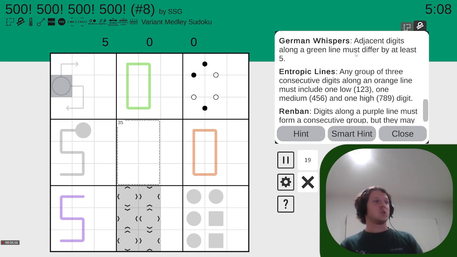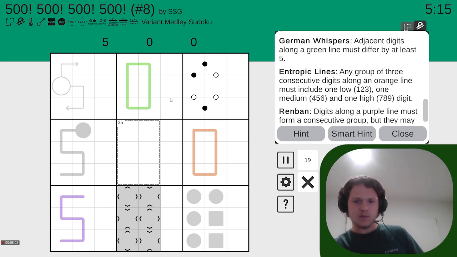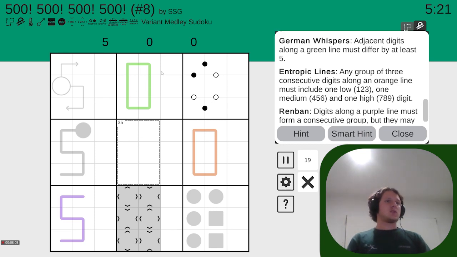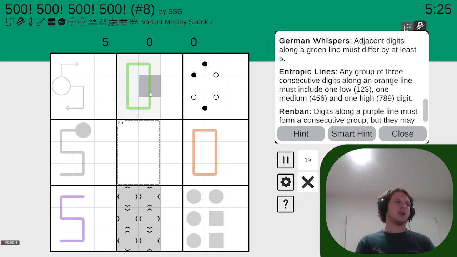Anyway, German Whispers, which is this green. We might have done this. I do remember doing this. Maybe we do this for the special one. I don't remember. I've definitely seen this before somewhere. It is adjacent digits along a green line must differ by at least 5.